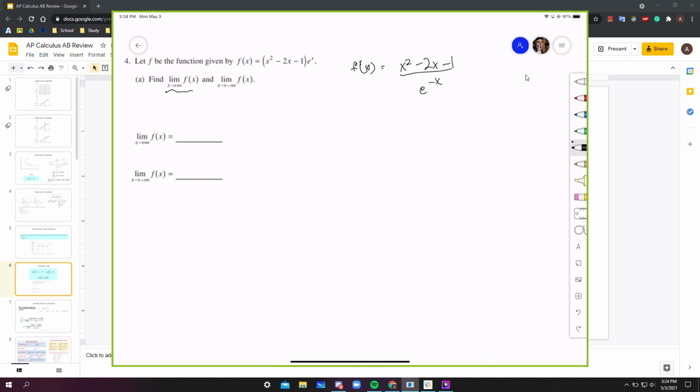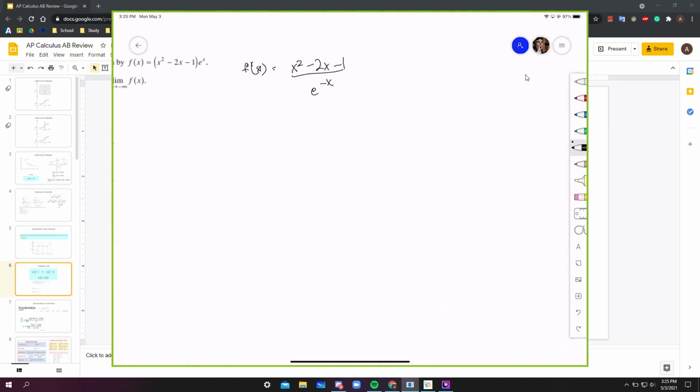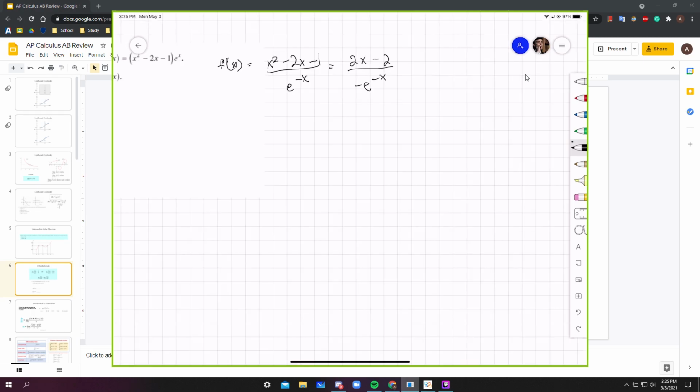As x approaches infinity, you get infinity at the top and 0 at the bottom. So that's an indeterminate form, I'm pretty sure. So you can do L'Hopital: 2x minus 2 over negative e to the negative x. And if you plug in infinity, you get infinity over 0 again.